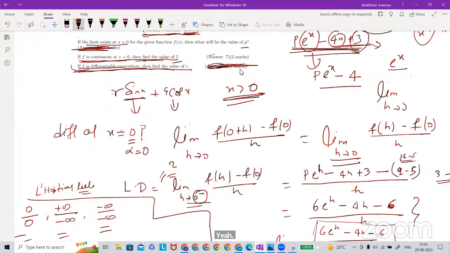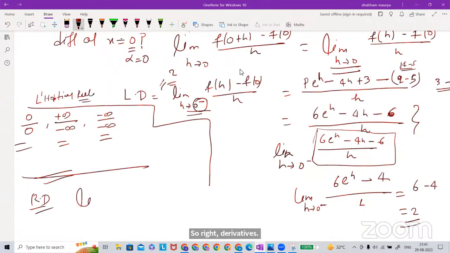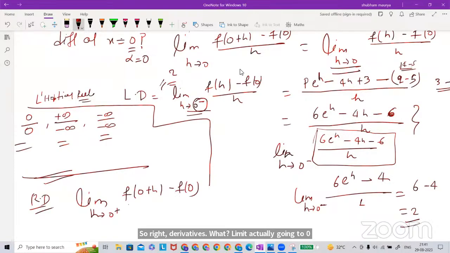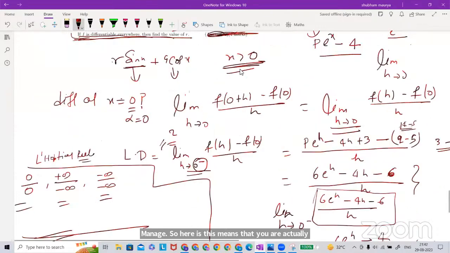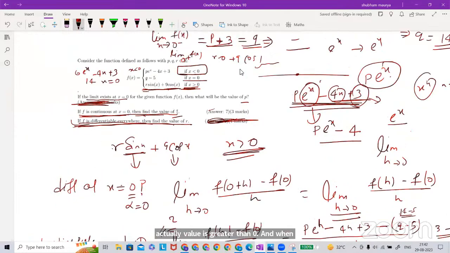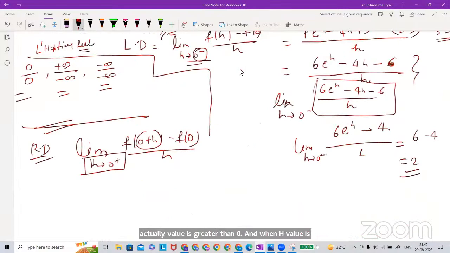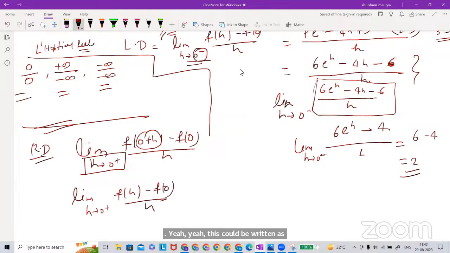Now let's find the right derivative. So the right derivative is what? Limit h going to 0 plus of f of h minus f of 0 upon h. This means that h is greater than 0, and when h is greater than 0, our function behaves like this. So this is f of h minus f of 0 upon h.